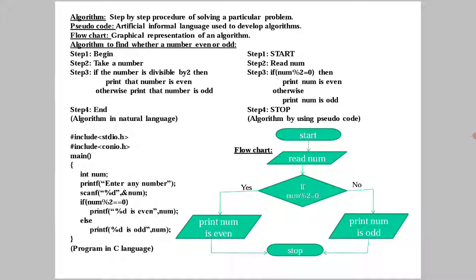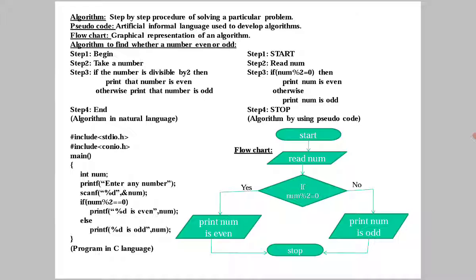What is an algorithm? An algorithm is a step-by-step procedure of solving a particular problem. And pseudocode. What is pseudocode? An artificial language used to develop algorithms. Flowchart. What is a flowchart? A graphical representation of an algorithm. And an algorithm to find whether a number is even or not. So there are three terms used here. First one is flowcharts. Second one is algorithms, like that.